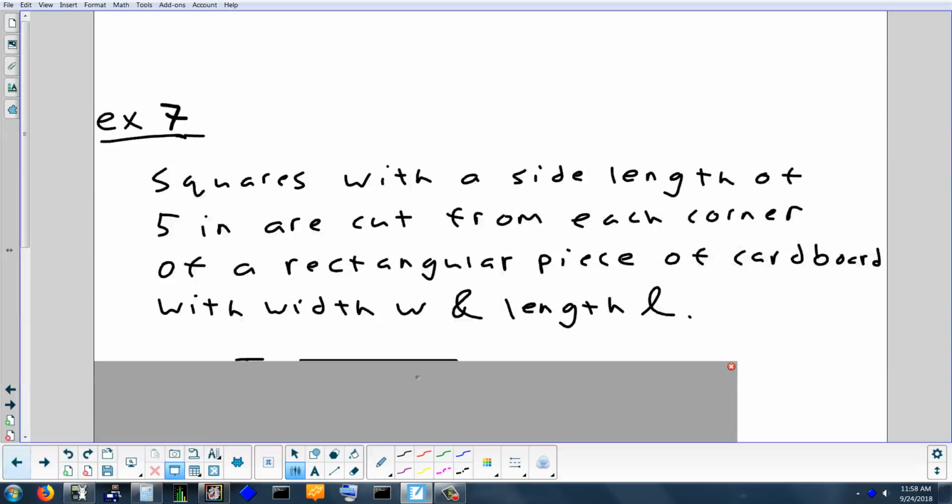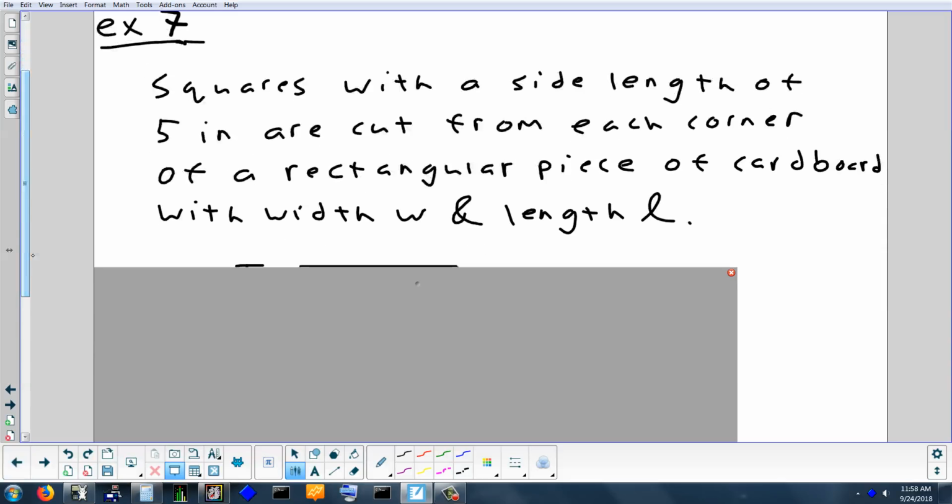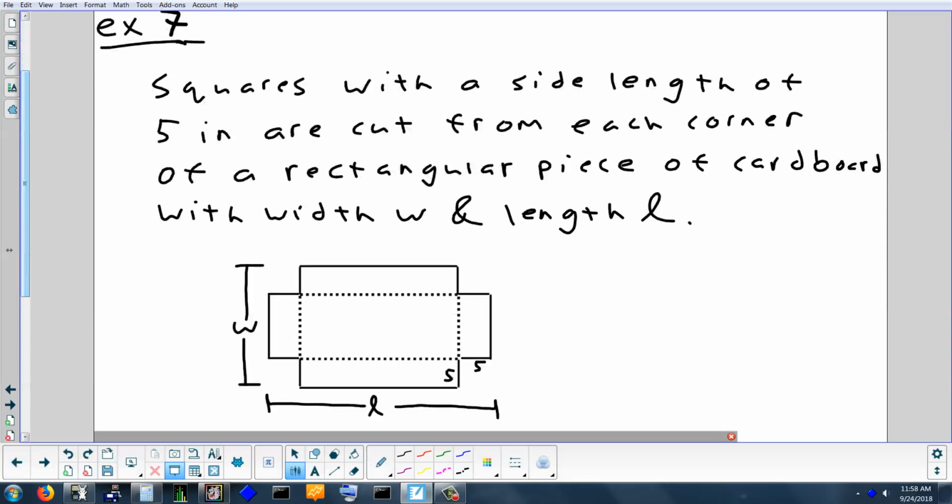So we did okay. A little faster than I wanted to go, but I think a lot of that was review. Except maybe calculating a break-even point. But I think we did intersections before too. So this problem says that you're going to cut squares with a side length of x, or a side length of 5 inches from each corner.